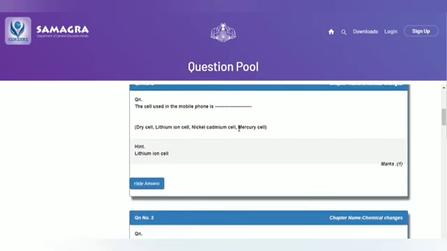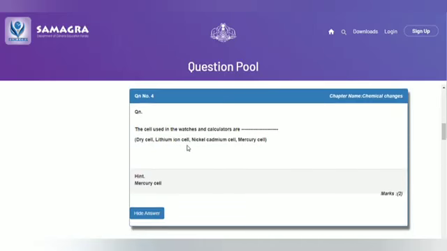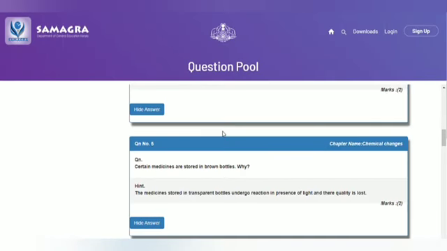The cell used in the mobile phone is the lithium ion cell. It is the duty of each one of us to protect the earth for the sake of the next generation. Write any two activities we should do for this. That is for writing the correct points. The cell used in watches and calculators is the mercury cell.